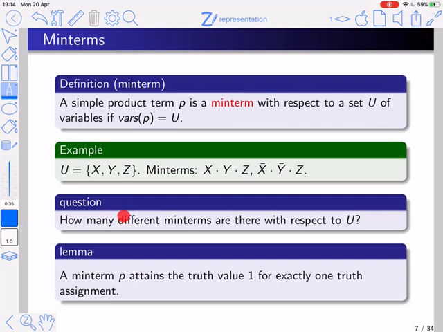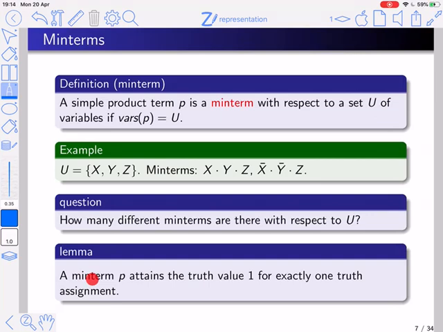Now, how many different minterms are there with respect to a set of variables U? All the variables have to appear in the product, but they can appear either negated or not negated. Right? So think about it. How many different minterms are there with respect to a set of n variables? Okay, I'll leave this as an exercise.